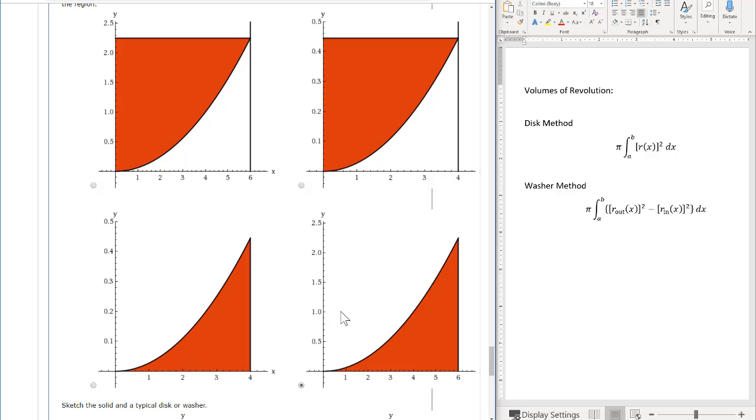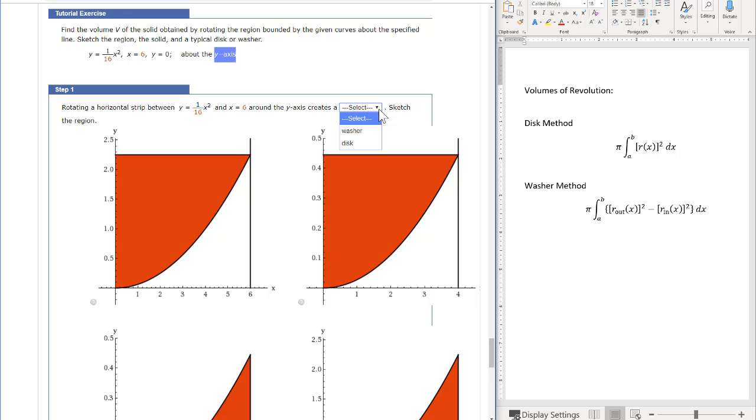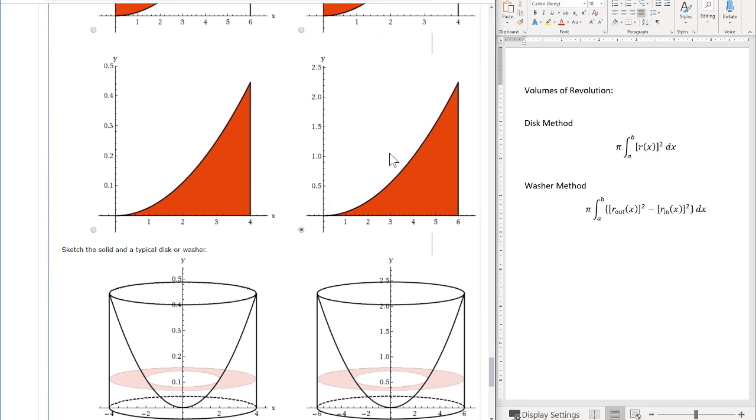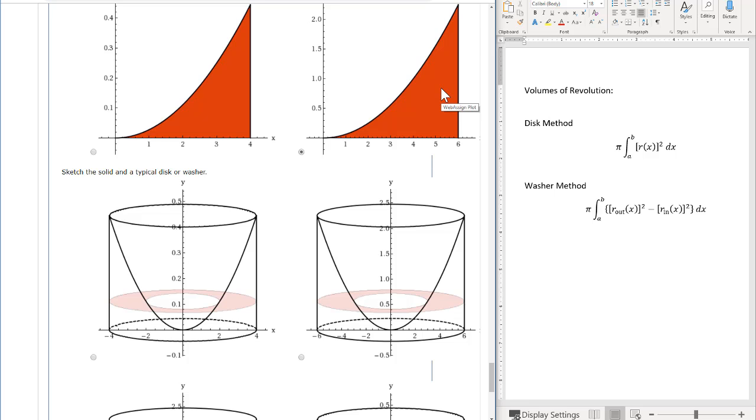The y-axis is the axis of rotation, and whenever your region is not flush against the axis of rotation, there's going to be a hole in it. And so this space here is going to be a hole, and then the area here is going to be spun around to make a solid. So this is going to be a washer, and this is our choice for the two-dimensional sketch.